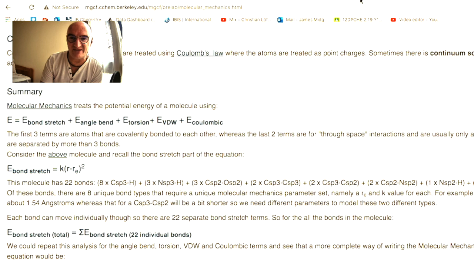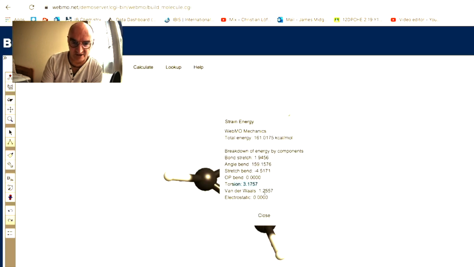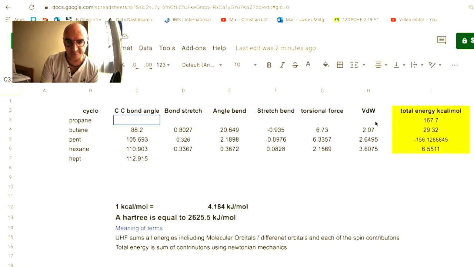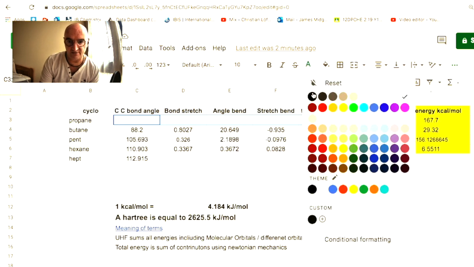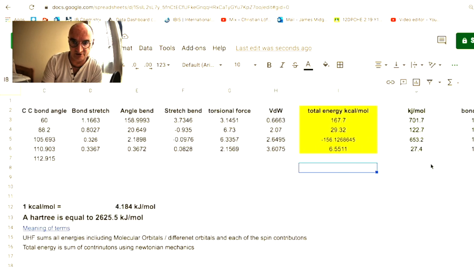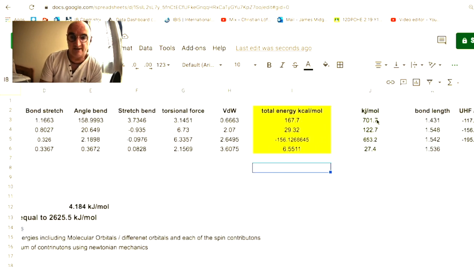Okay. So how do we get that? Okay, I have now transcribed my bond stretch, angle bend, stretch bend, torsional bend, van der Waals forces into my little spreadsheet here. And I will just change those back to the correct colour. So there we go. Now I can see. So cyclopropane is 60 degrees, as we would expect. That's good. These are the 1, 2, 3, 4, 5 contributions to the total energy of the molecule. I've changed that to kilojoules per mole.